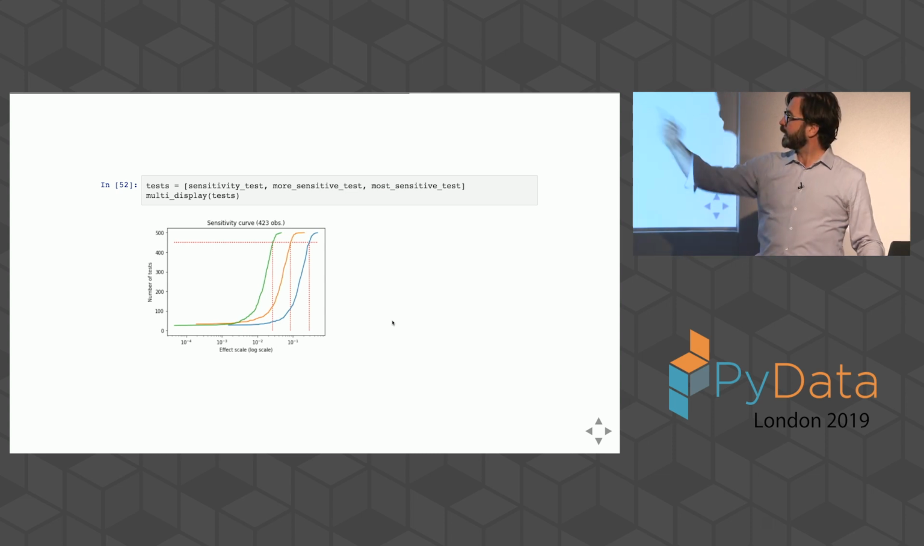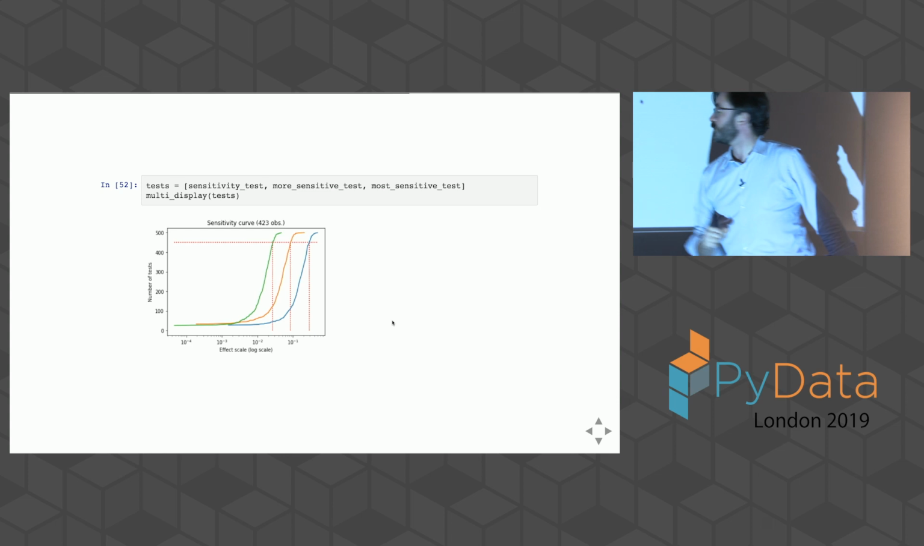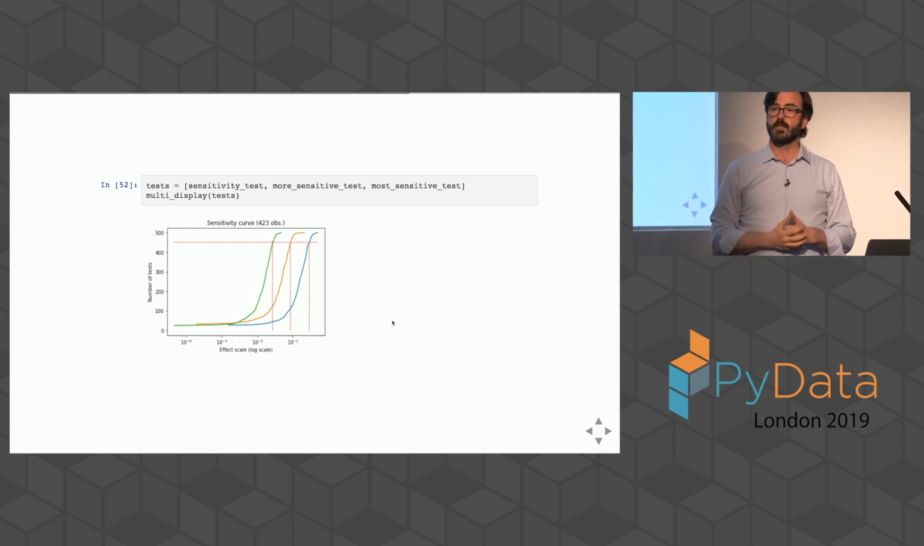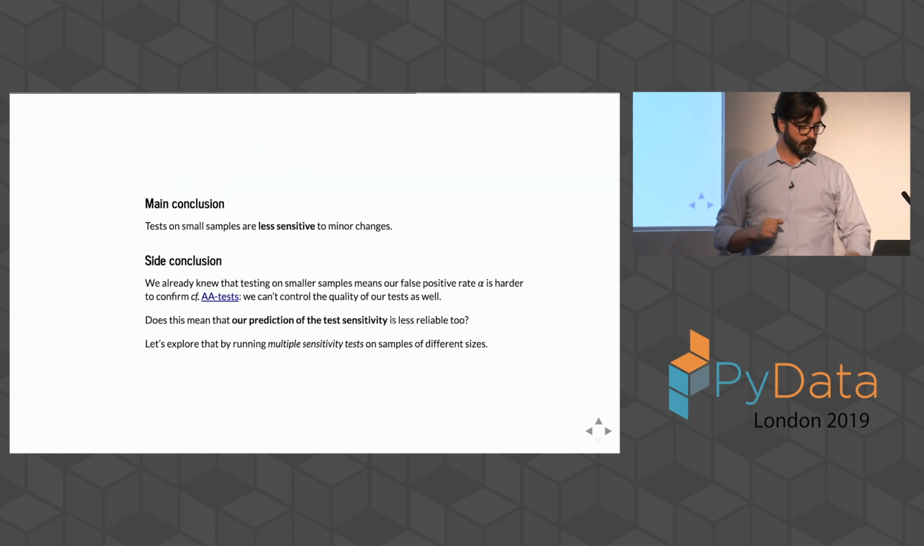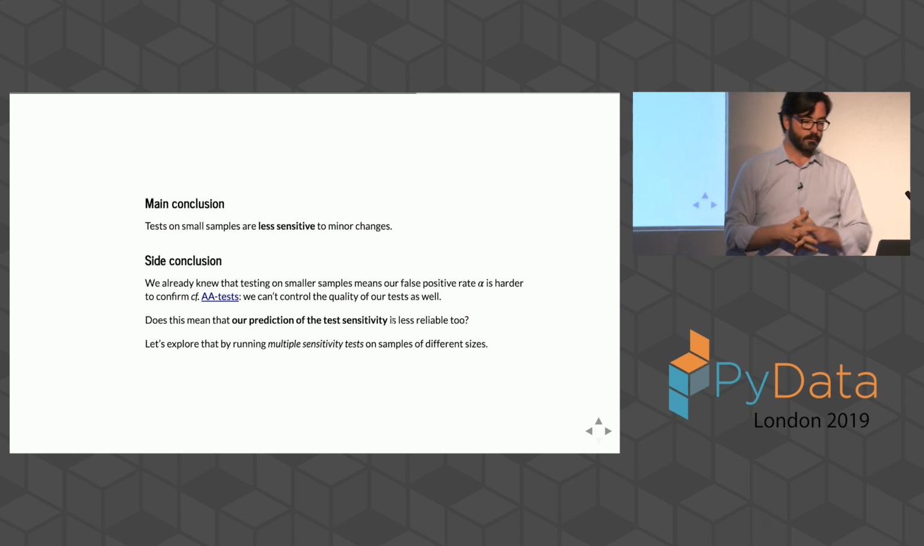So this is the test. This is a graphical representation for, respectively, 100,000, 10,000, and 1,000 observations. You can see that more observations mean you have less of a push to make sense. So the idea here is that small samples are less sensitive. So far, we're not surprised.